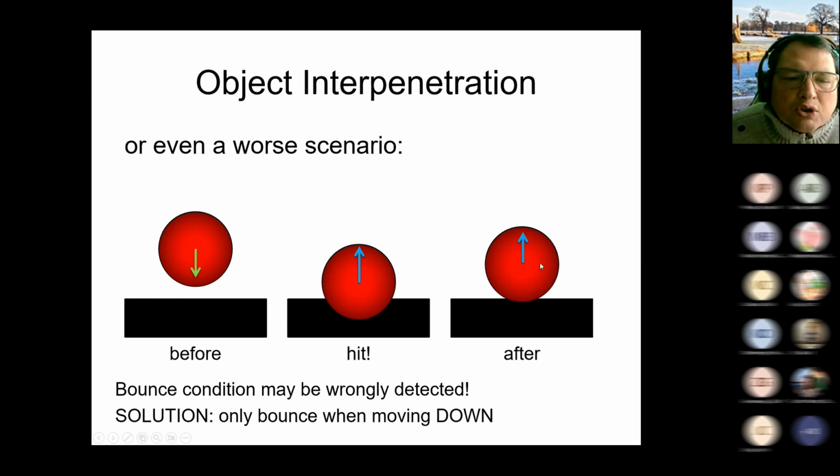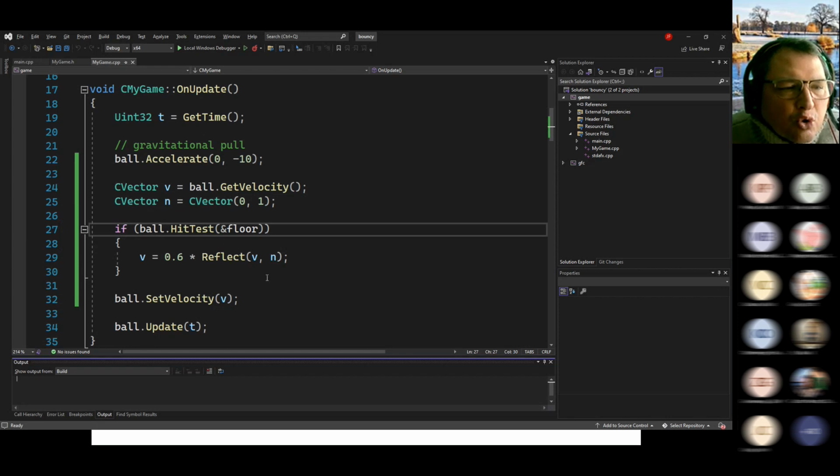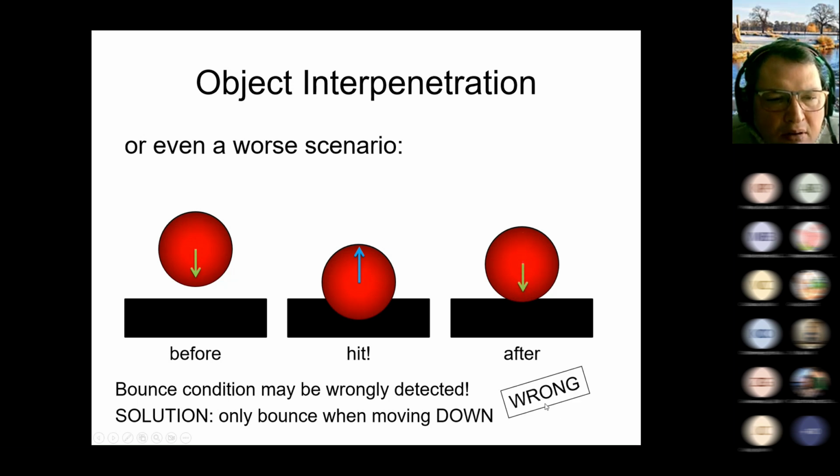So what we do, we have a hit test. Remember the code. We have the hit test, so we apply the reflection formula, and we get movement towards the wall. It's apparently wrong. And this is exactly what happened. This is the glitch we have with object interpenetration.